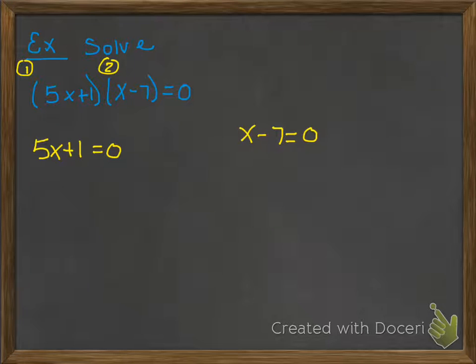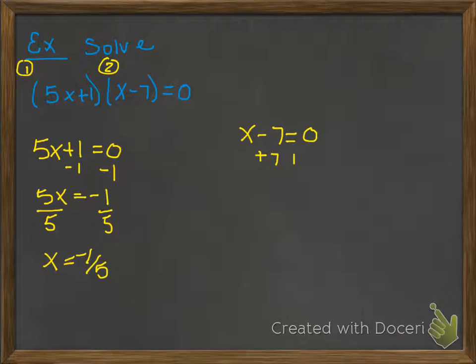So I'm going to solve. Subtract 1 from both sides. 5x equals negative 1. Divide by 5. X is equal to negative 1/5. This one I would add 7 and have x is equal to 7. So I have two answers. X could equal either negative 1/5 or 7.